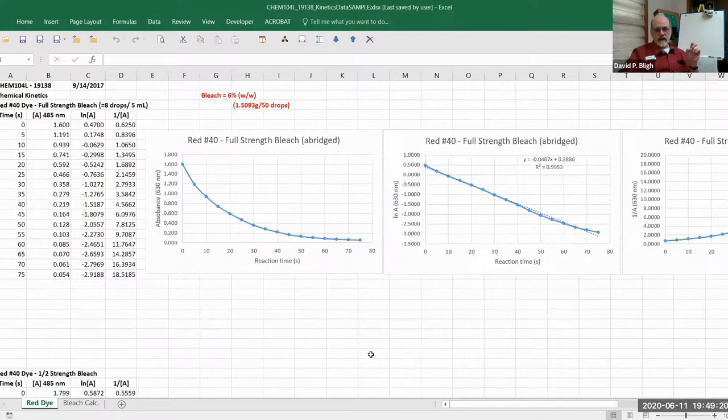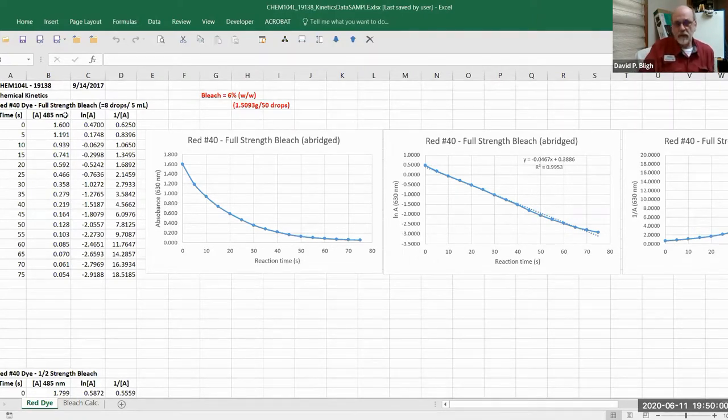So this spreadsheet has been completed with a data set for a different type of experiment. Well, it's the same type of experiment. It's a different dye. Instead of using blue number 1, this experiment uses red number 40, which just means that you have a different wavelength here, 485 nanometers instead of 630. And the kinetics are going to be different. But the process for manipulating the data is the same.